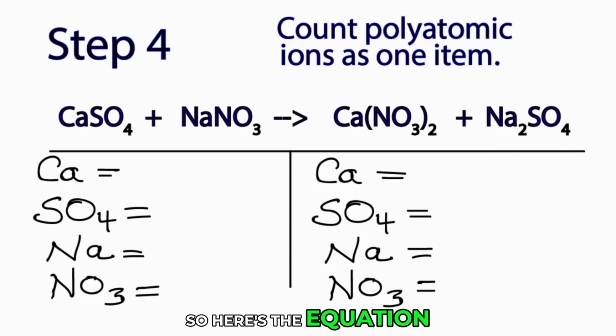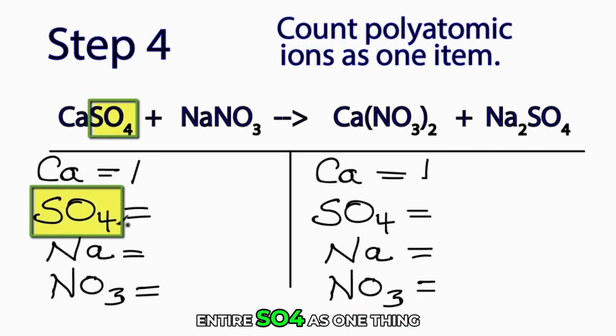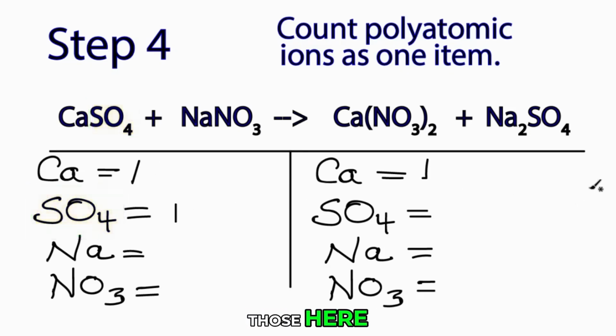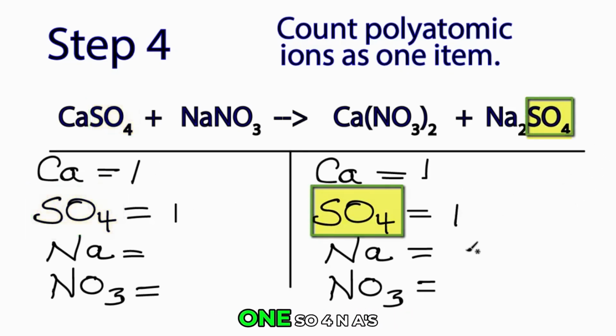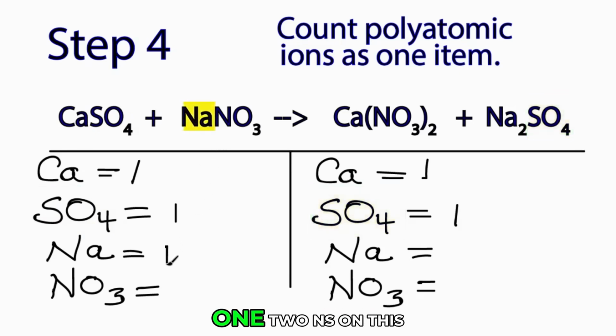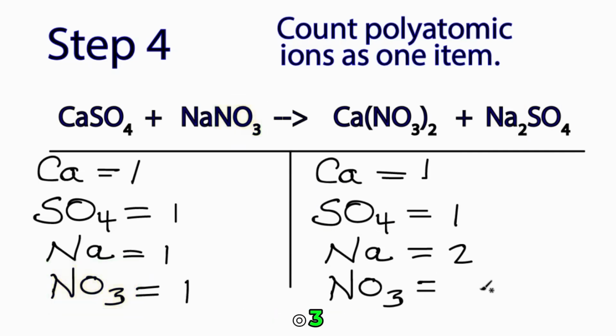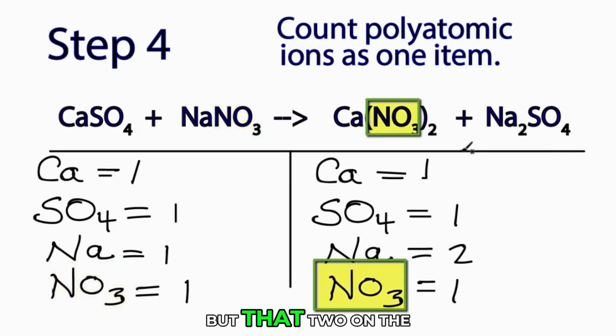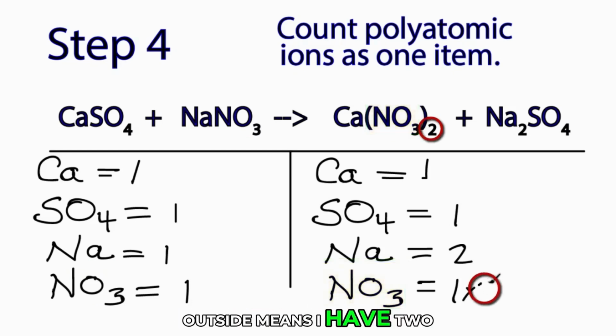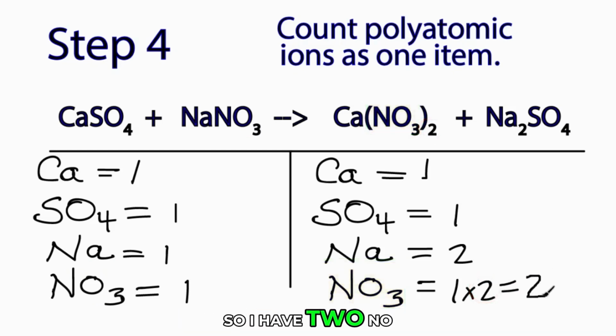So here's the equation, and I've done my accounting below. You can see I have 1 calcium here, 1 calcium over here, and then I wrote the entire SO4 as one thing. And I have 1 of those here, and over here I have 1 SO4. Na's, 1, 2 Na's on this side, and over here 1 NO3, but that 2 on the outside means I have 2 of them. So I have 2 NO3s.